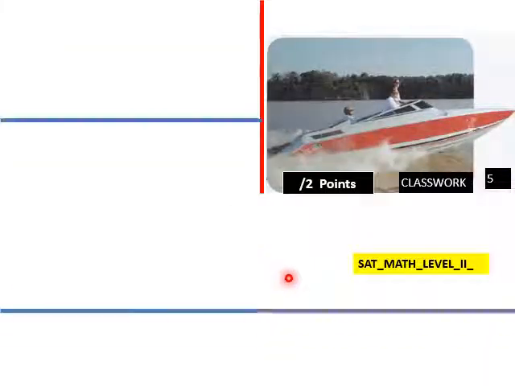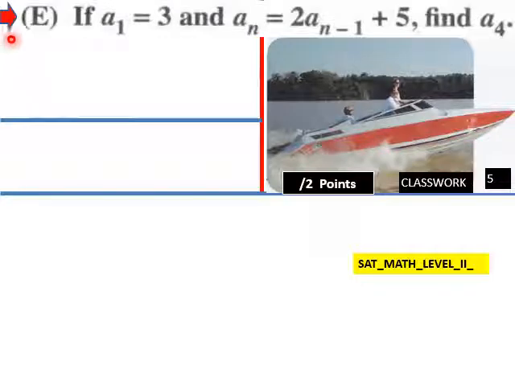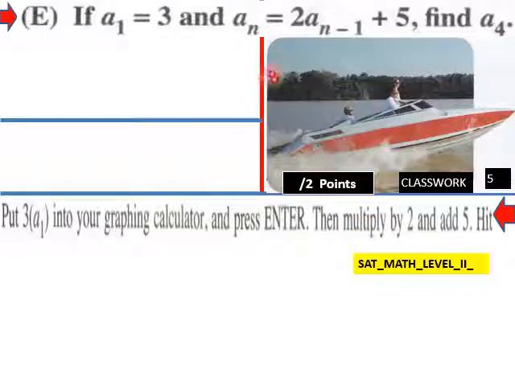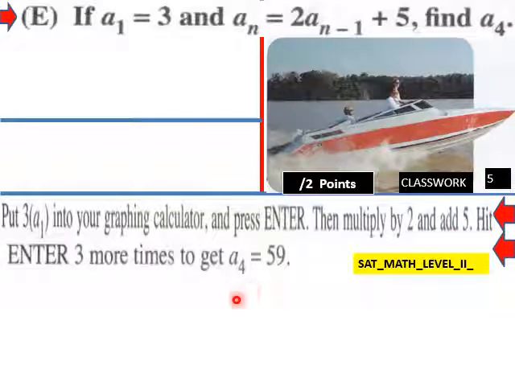Knowing that, let's go into an example. If a1 equals 3 and a sub n equals 2 times a sub n minus 1 plus 5, find a4. Here is our sequence. Put 3 as a1 into your graphing calculator and press enter, then multiply by 2 and add 5. Hit enter 3 more times to get a4, which equals 59.